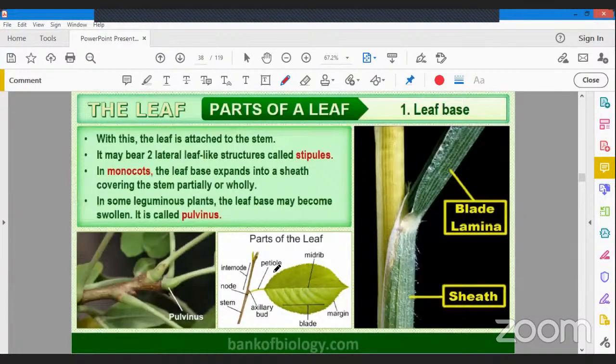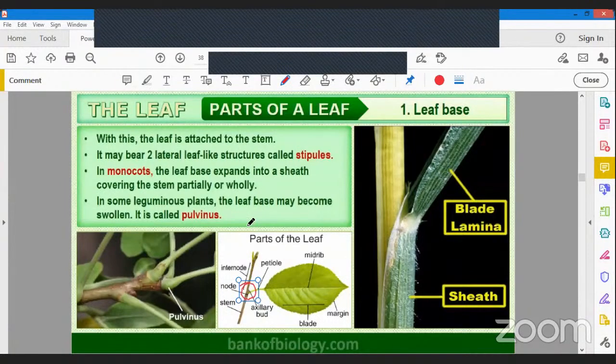Done. So we'll see here. What is the leaf base? Where the leaf is attached to the stem. This part is the leaf base here. Everything is attached. So it may bear two lateral leaf-like structures called stipules. So in some, small projections are there, which are called stipules. If they are present, then they are called stipulate. If they are absent, they are called exstipulate.